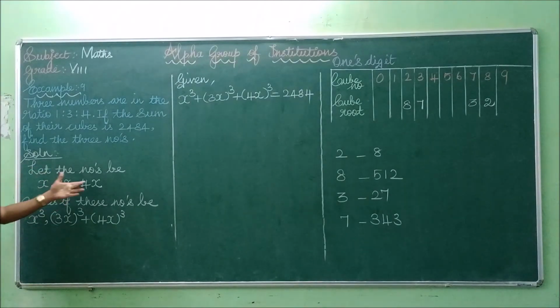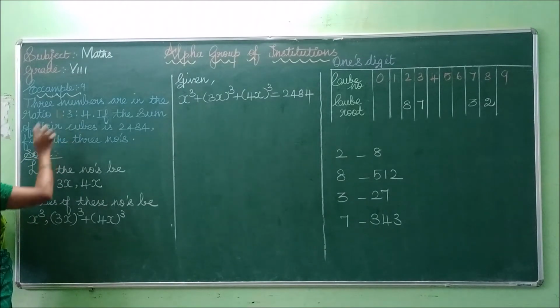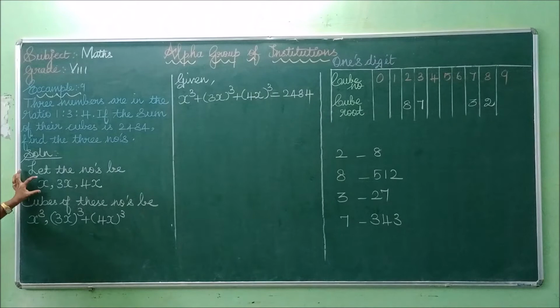Let us take those numbers. What are the numbers, using the ratio? The first one is simply 1, so we may take that as x. The second one is 3, 3 times that number, 3x. The next ratio is 4, so 4 times that number is 4x.